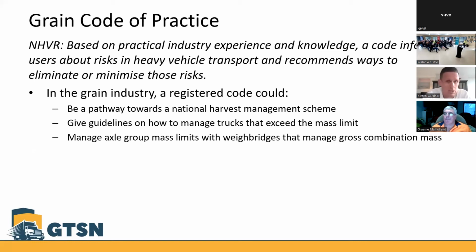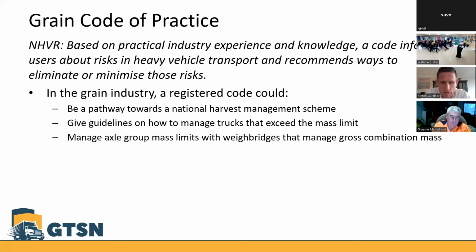because there are these notices that exist out there, and they're all quite inconsistent. So if the GTSN can have a code, that could be a way to do the national harvest management scheme. Another biggie is a code could give guidance on how to manage trucks that exceed the mass limit. That's fairly standardised between the GTSN, but if we put it in a code, that would give a minimum target that people could help the different operators that are out there dealing with trucks.